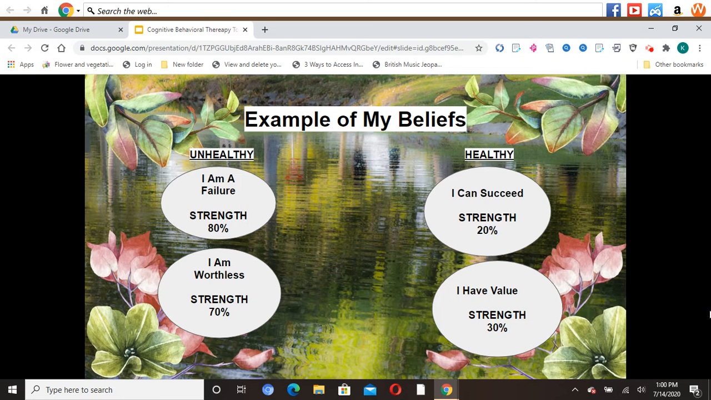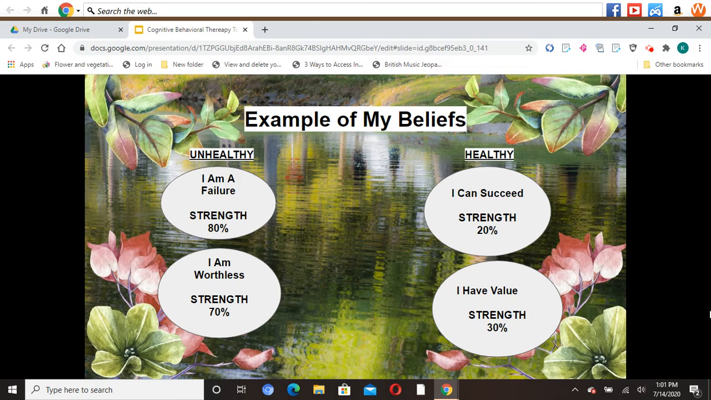So how you rank them, you have to think about how much you really feel this is true. Let's look at the unhealthy one, I'm a failure. How much do you feel like you're a failure? Well, I do think of this a lot. There have been situations in the past where I failed a test, or failed at making friends, or failed at a job. So I think that strength is about 80%.